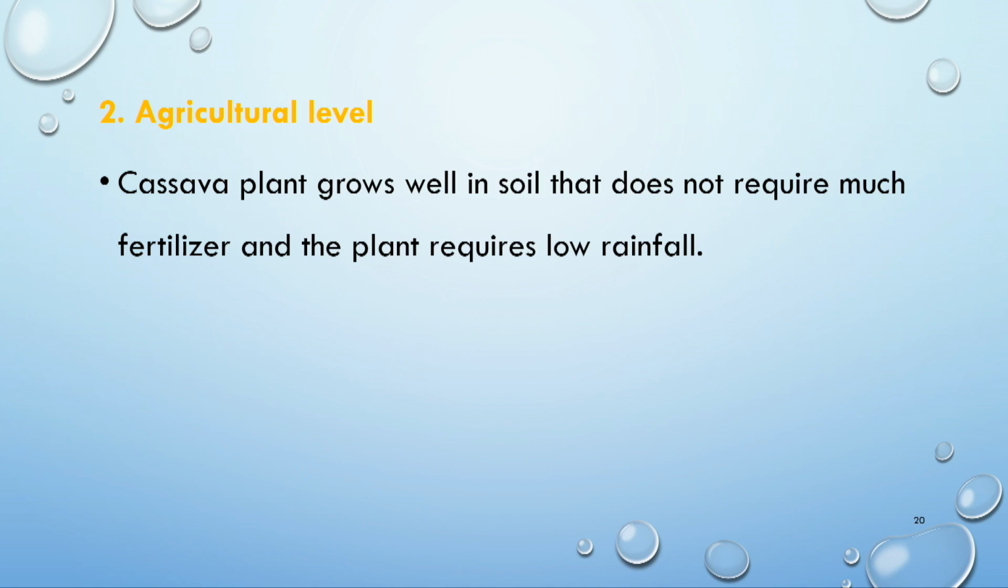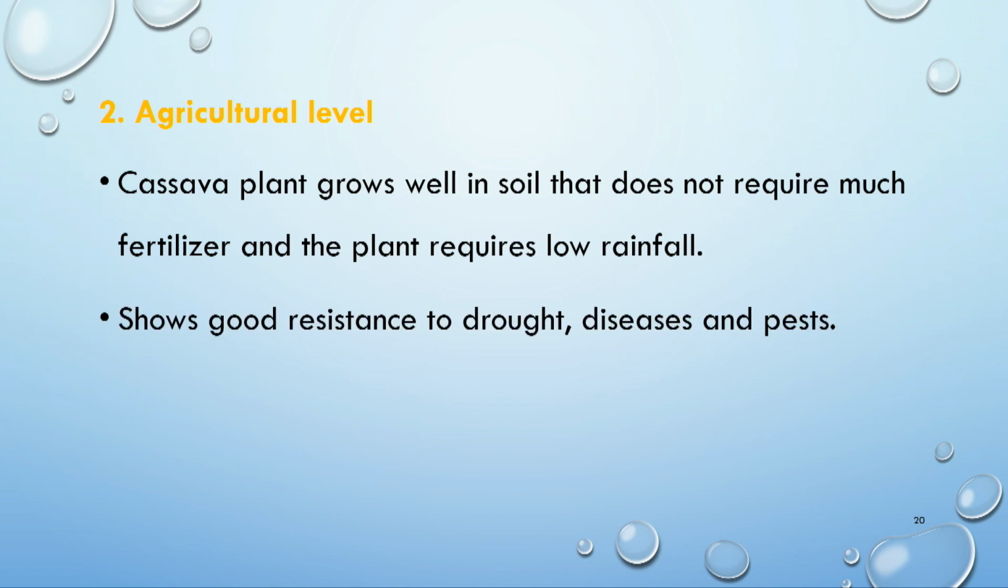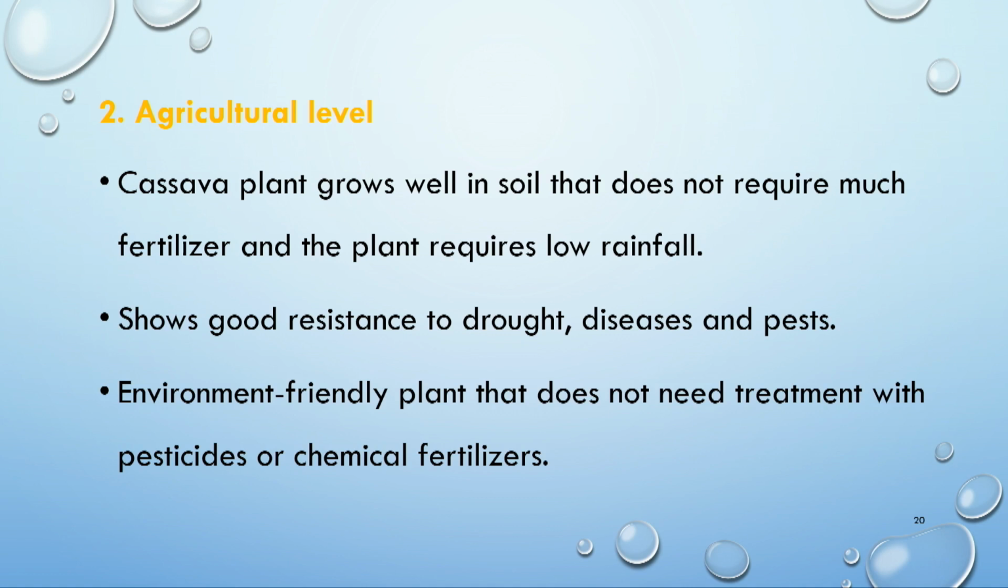Cassava plant grows well in soil that does not require much fertilizer, and the plant requires low rainfall. It shows good resistance to drought, diseases, and pests. It is an environment-friendly plant that does not need treatment with pesticides or chemical fertilizers.